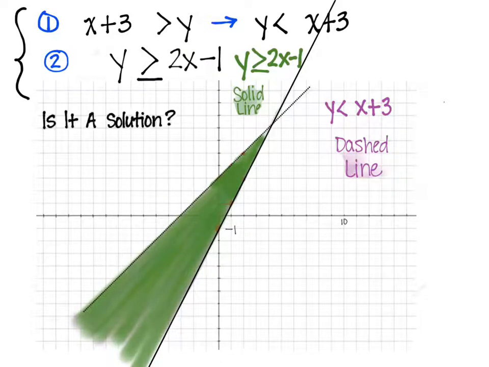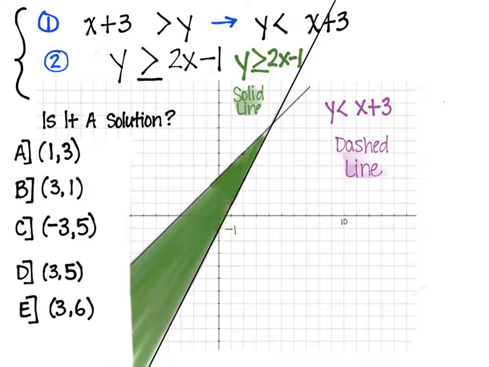So the next part of this is then I'm going to give you some points and we're going to determine whether or not they are solutions. So here are your points. And we need to look at these points and say, where do they lie? Do they lie in the shaded region or not? And we're also going to talk about the lines themselves.